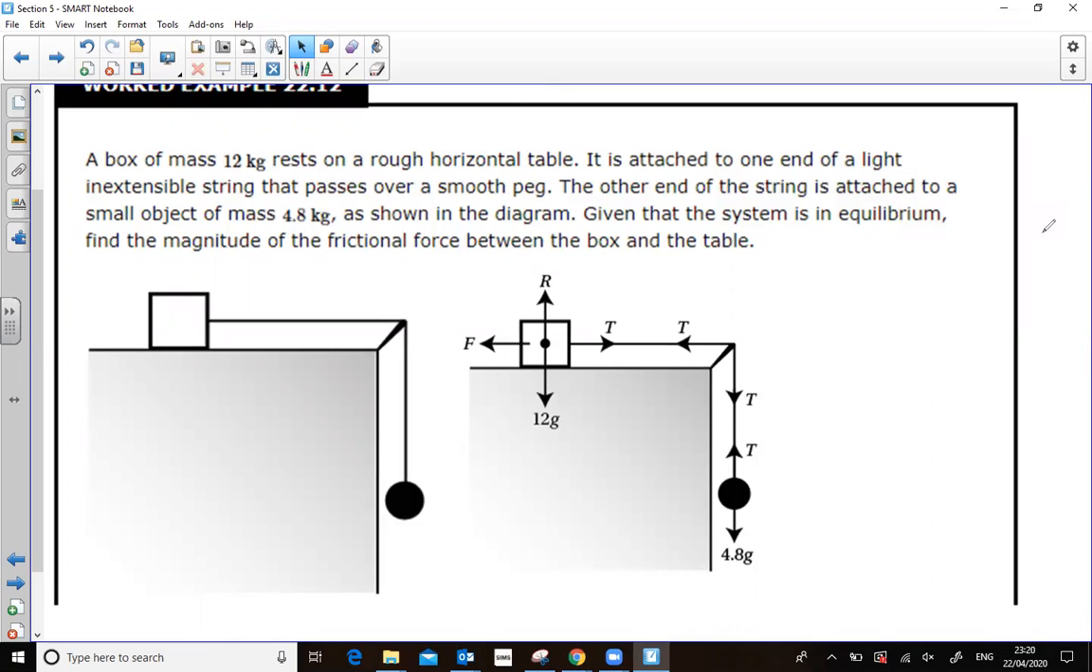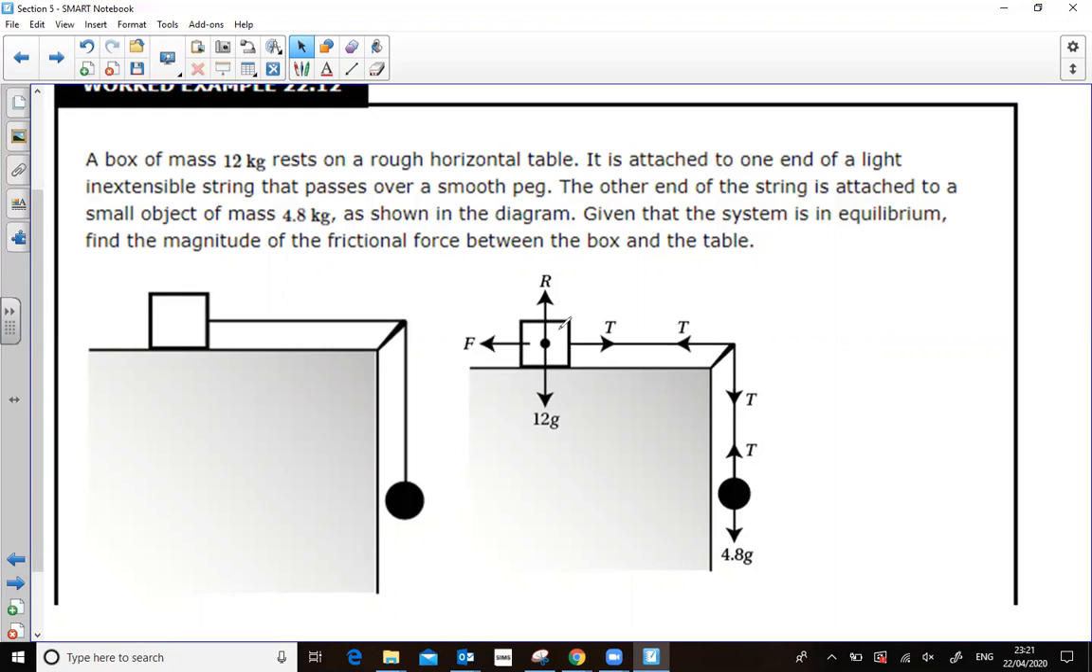Okay, so let's talk about this diagram with all the forces labeled. For the object hanging here, we have the weight acting downwards, which is 4.8 g. And of course, there will be a tension pulling the object upwards. Now, there will be a tension pulling over here through the string over the peg, and horizontally here, there will be a tension pulling over the peg as well.